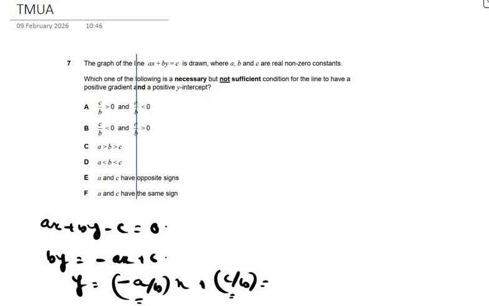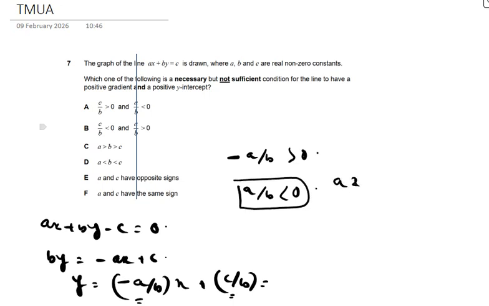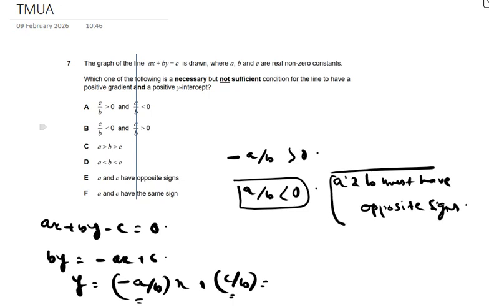Okay. Now we are told the gradient must be positive. So -a/b > 0. This means a/b < 0. So a and b must have opposite signs. This is our first condition: a and b must have opposite signs.